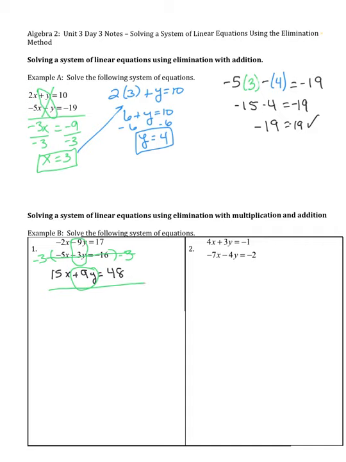So let's add. We have negative 2x plus 15x, which gives me 13x. My y's cancel out. Negative 9y plus 9y is 0y. And 17 plus 48 is 65. Divide both sides by 13, and x equals 5.